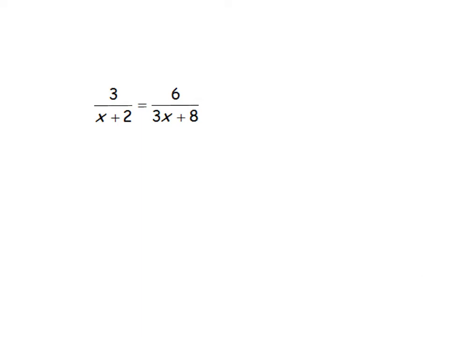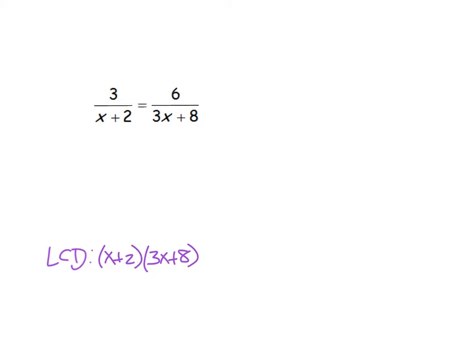Okay, so here is our first example of a rational equation. 3 over x plus 2 equals 6 over 3x plus 8. If you think about those steps that I had written down on the first slide, what we need to do first is find an LCD. First we'd factor each denominator, and they are already factored. So our LCD is every factor of the first denominator and every factor of the second denominator that we don't already have. So x plus 2 and 3x plus 8.